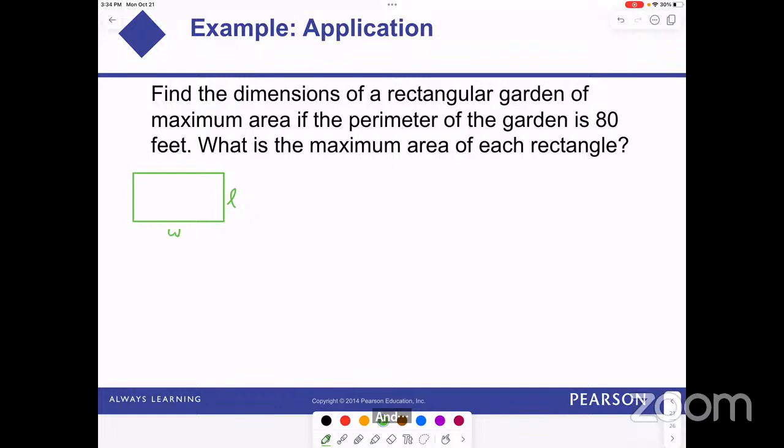It says the perimeter of the garden is 80. Perimeter is the distance around the outside, right? So we have two L's and two W's. So then we can say 2L plus 2W equals 80. And again, our goal is to maximize the area. The formula for area is length times width, okay? So we can solve for the length from the perimeter, and then we can write the area in terms of one of the variables.